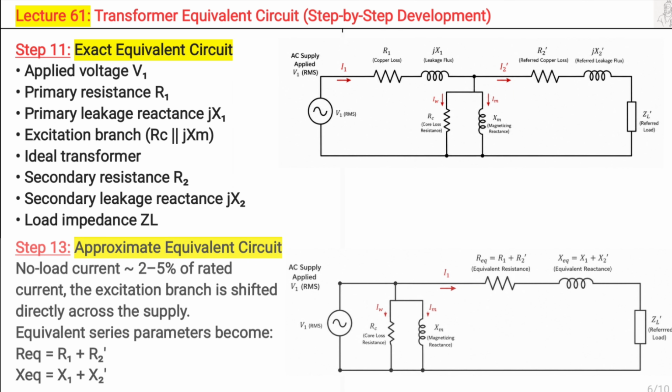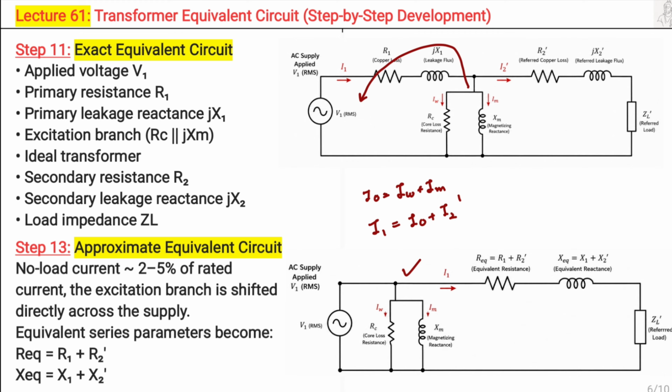The no load current, which is simply I0, which is equal to IW plus IM, is very small in comparison to the actual primary winding current, that is I1, which is simply equal to I0 plus I2 dash. Due to this fact, we can shift this parallel branch to this side like this. This further simplifies the calculation.